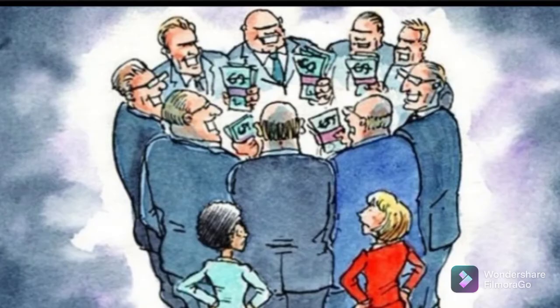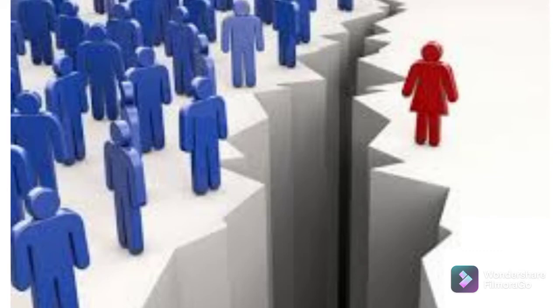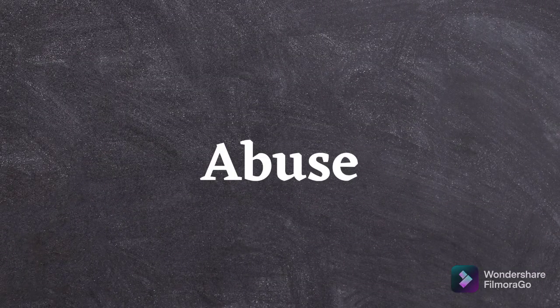Let's have a look. Here, a woman is isolated from men. And on the next picture, we have a slogan stating fight sexism. And looking at this, there is segregation between men and women, as the female is standing alone while the men are together.